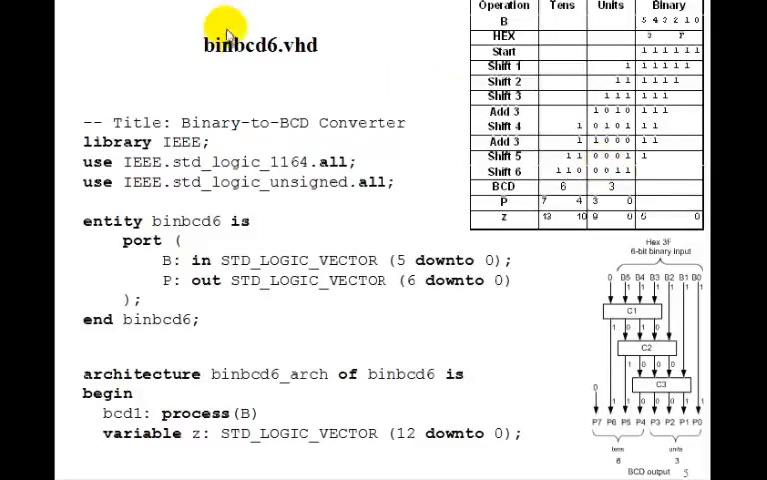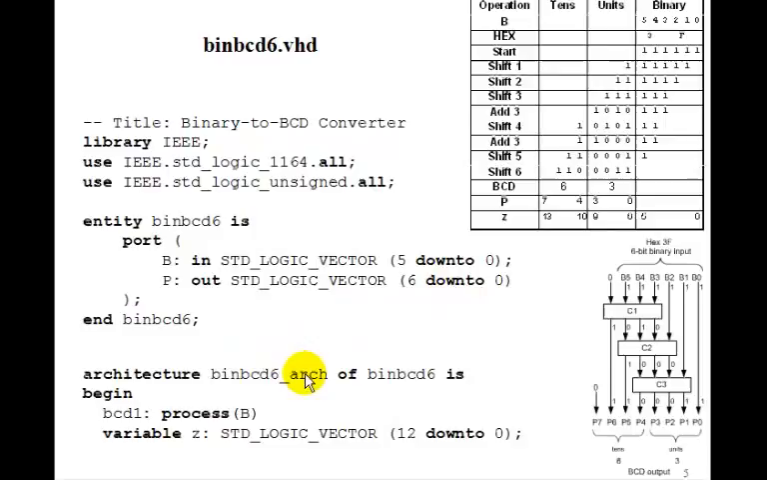Here's the binary to BCD 6 for this 6-bit case, say of 3F. And this is what we end up with as a circuit. Well, the entity will be B, 5 down to 0. And P, we need to go 6 down to 0, because the answer 63 would be 6 down to 0, which is the minimum that we need.